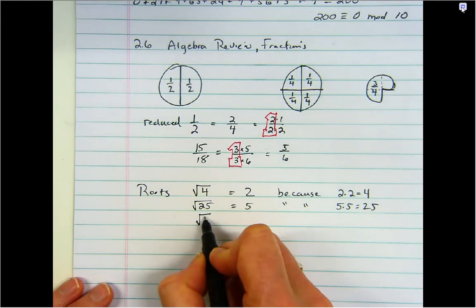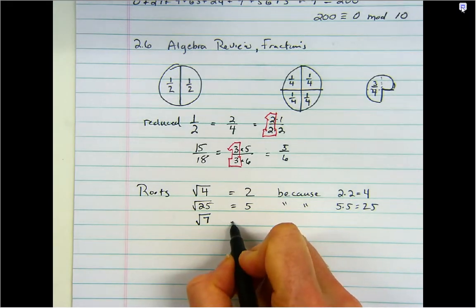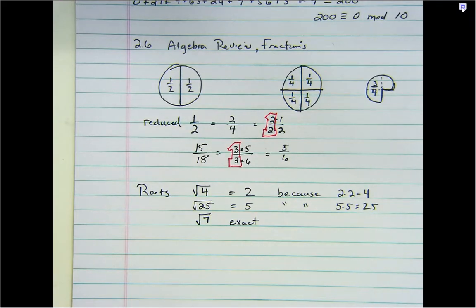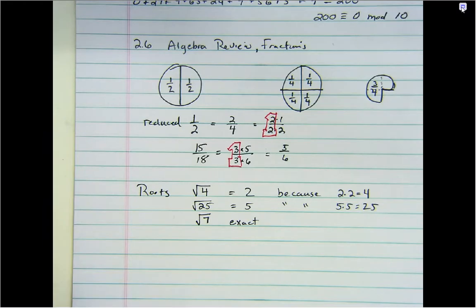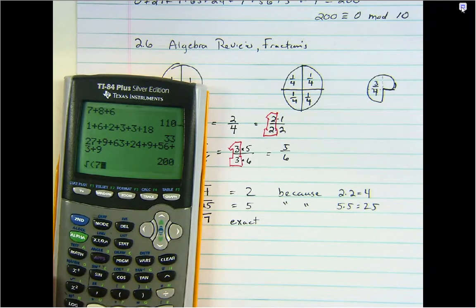Now, if you have something like the square root of 7, well, there is no nice number that you can multiply times itself and get 7. So we would just leave that, and we'd say that's the exact value of the square root of 7. We would just leave it the way it is. At least mathematicians would. If you're in physics, you want to know what that is approximately. So you take out your calculator. You get the approximate value.